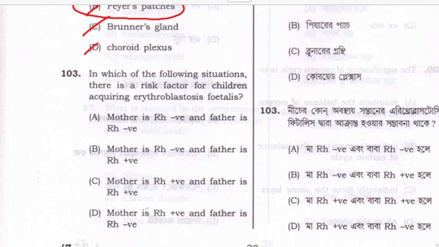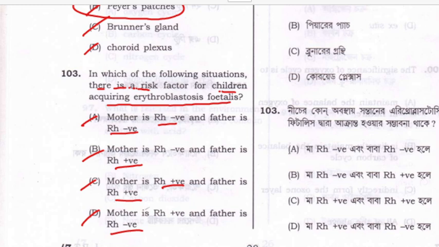Next is, in which of the following situations is there a risk factor for children acquiring erythroblastosis fetalis? Mother is RH negative, father is RH negative; mother is RH negative, father is RH positive; mother is RH positive, father is also RH positive; or mother is RH positive, father is RH negative. So the correct answer will be mother is RH negative and father is RH positive.